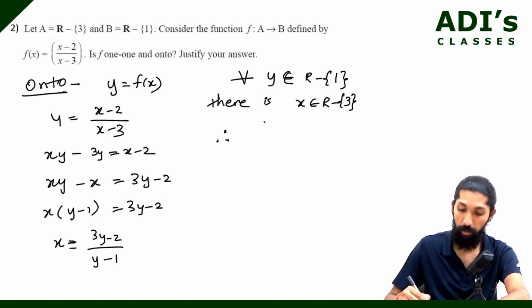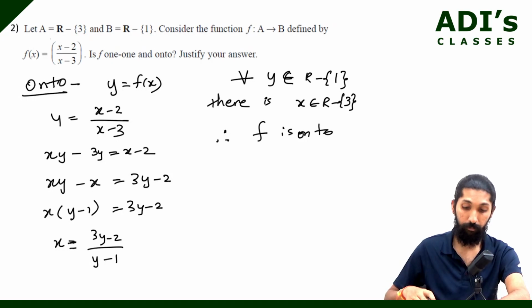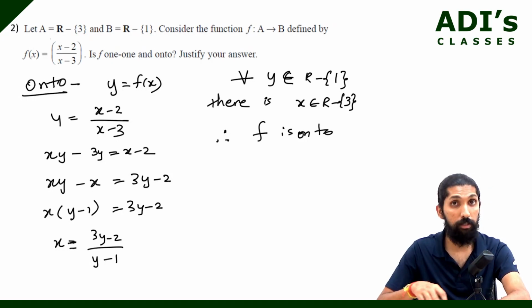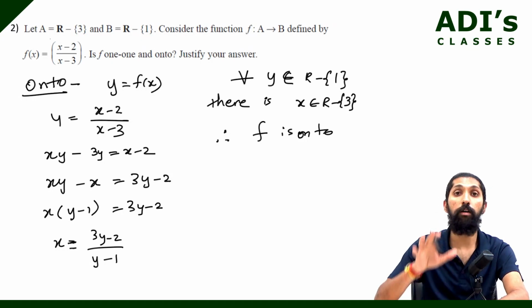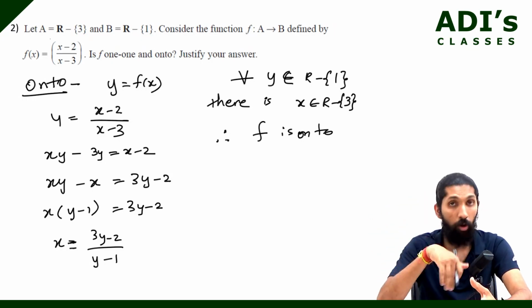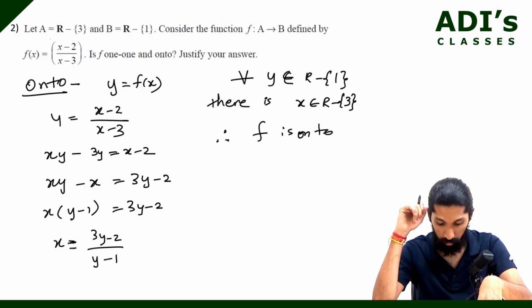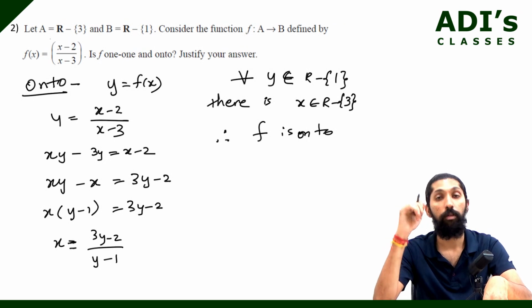Therefore, f is onto. Got it? That means it's bijective. So what we have done is first we took the 1 to 1 part. Again, you equated, you will get it. Next, for the onto, this is what you do. Clear? So this is the answer for the second question. Now we'll do the next one.